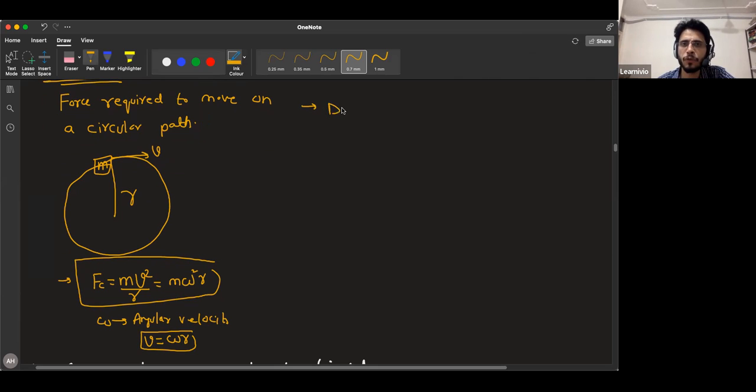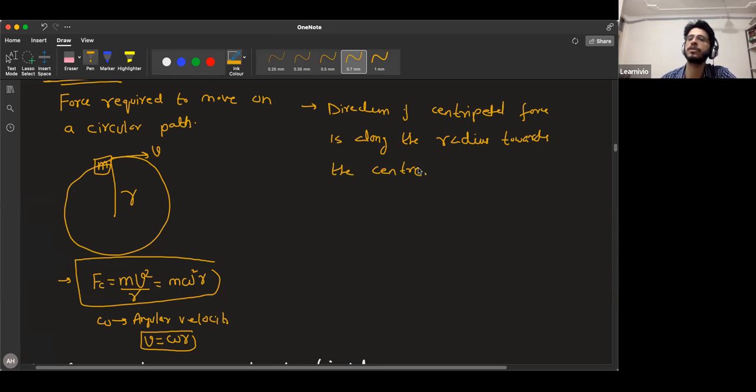The direction of this centripetal force is along the radius towards the center. So the centripetal force will act along the radius towards the center of the path. This is the direction of the centripetal force. If the particle is here, then this is the direction of the centripetal force.